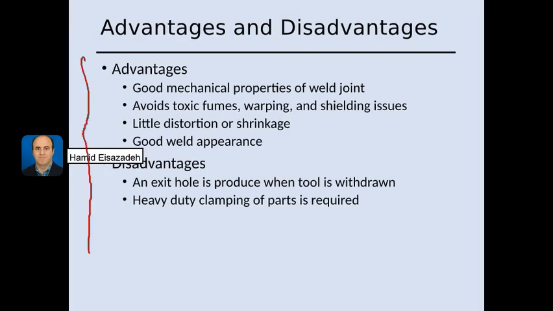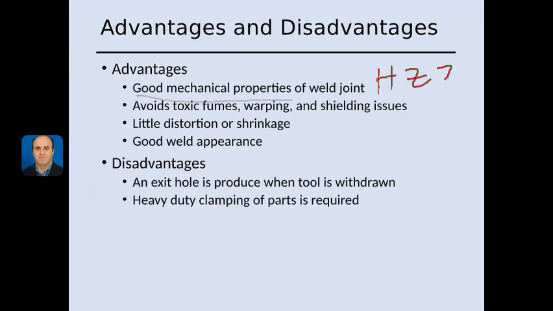The advantages of this process are that we have good mechanical properties of the weld joint, because we are not dealing with high temperature, so there is only a small HAZ, heat affected zone, and we don't have much fume, warping, or shielding issues. Shrinkage or distortion is less compared to arc welding processes, because less heat is involved in this process.